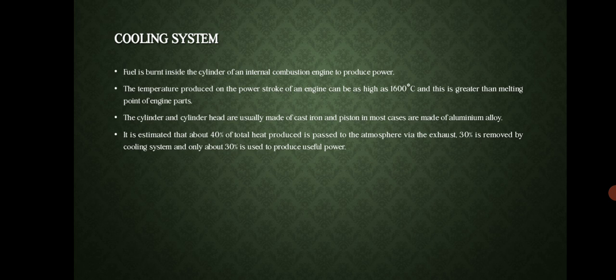It is estimated that about 40% of the total heat produced is passed to the atmosphere via the exhaust. 30% is removed by the cooling system, and only about 30% is used to produce useful power.